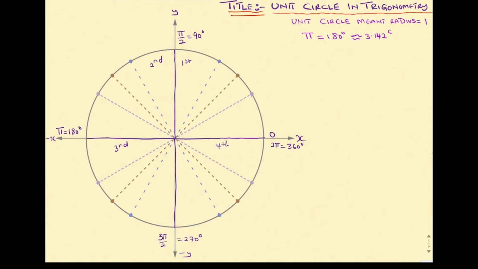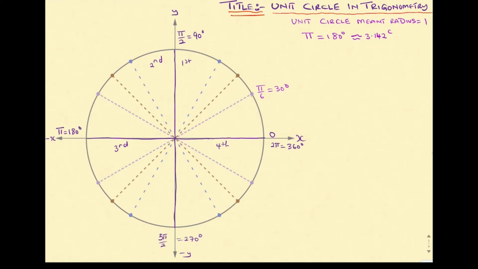The next thing is to show pi over 6 angles. Now pi over 6 angle. Just remember pi equals 180 degrees, which is approximately 3.142 radians. Pi over 6 is equal to 30 degrees. So that's the first quadrant.